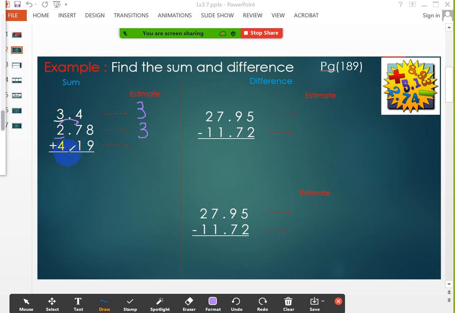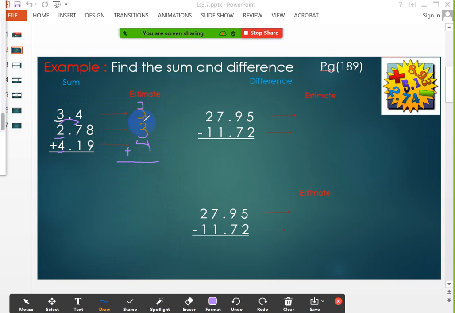Now what about 4.19? Also, this is the ones here. After the ones I have 1. 1 is less than 5. So I will keep the same number in the ones, and the digits after it will be 0. So after we round those numbers, it will be what? 3 plus 3 plus 4.